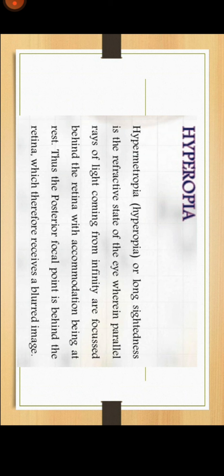Hypermetropia, the word is a big word that denotes long sightedness. It is a refractive state of the eye where the parallel rays of light coming from infinity are focused behind the retina. Thus, the posterior focal point is behind the retina, which therefore receives a blurred image. This is what is happening in hypermetropia.